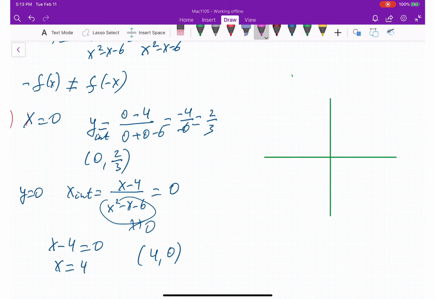So, where is my point? 1, 2, 3, 4. 4 and 0. And then we have 0 and 2/3 right here. 1, 2, 3, 4, 0 and 2/3 right here. Okay, the other point. All right.